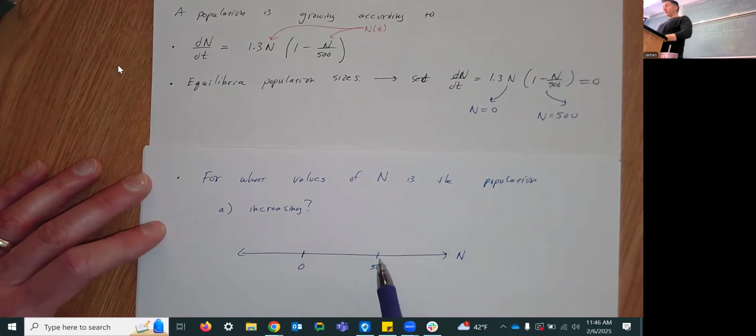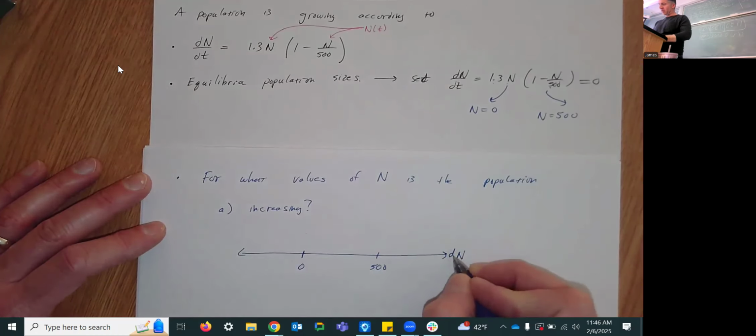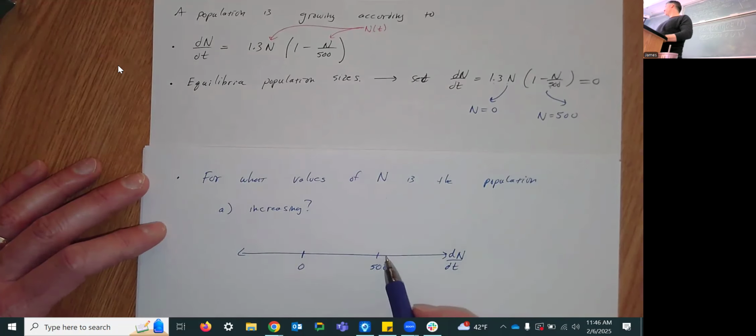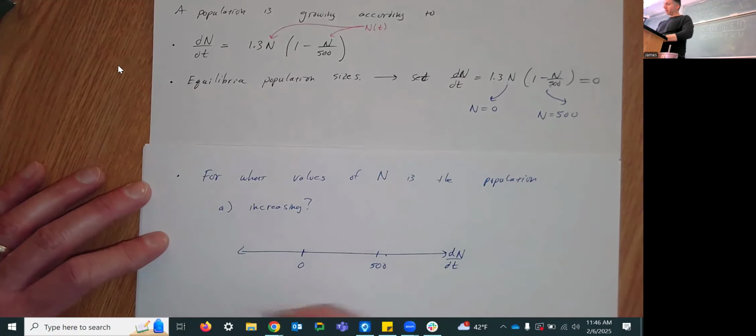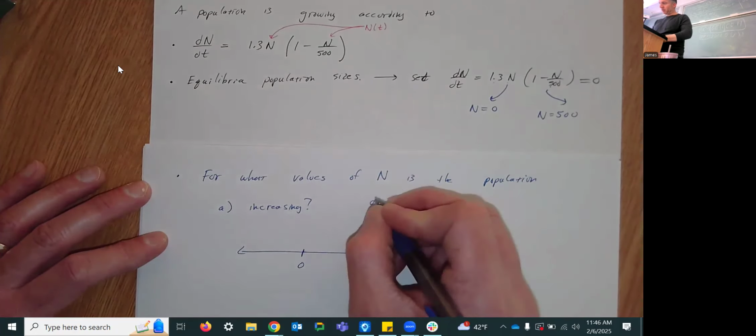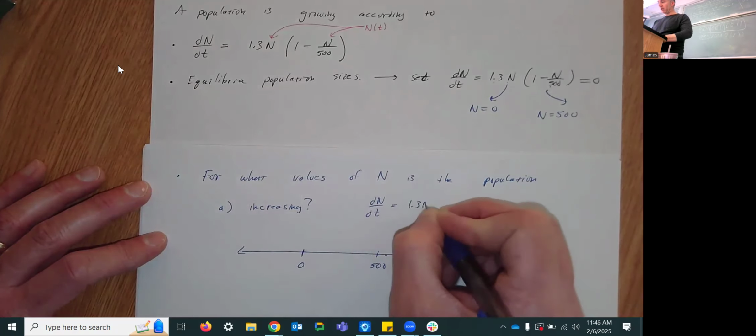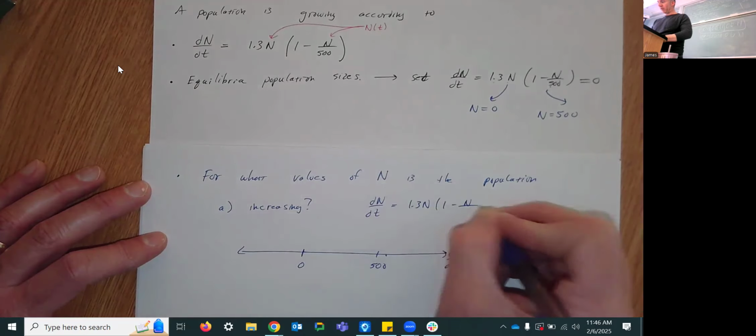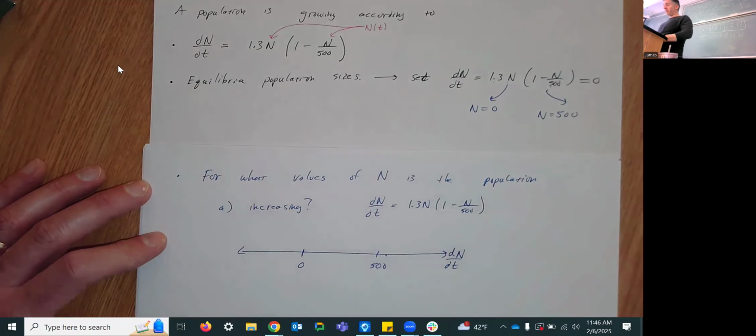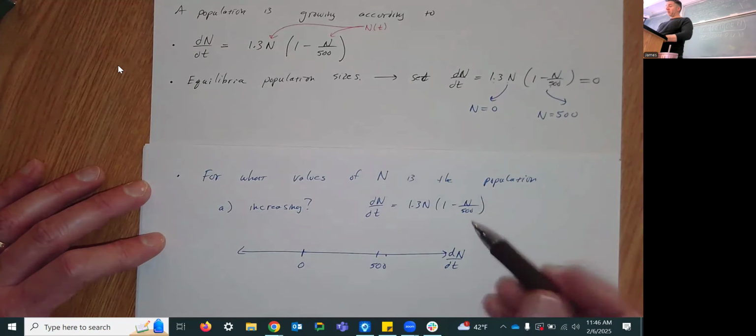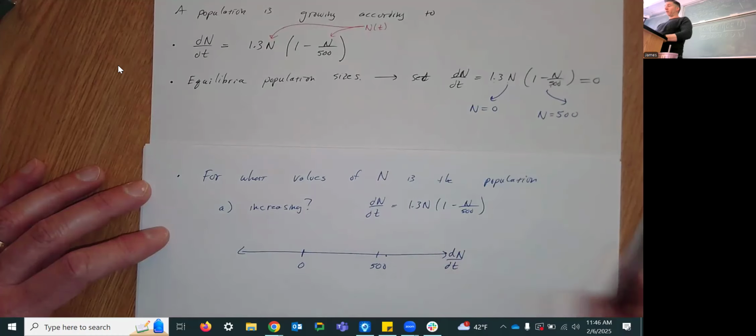So if we pick a value of n larger than 500, well, we already talked about how, and I actually wanted to write dn/dt here, sorry. I should write this again because these pages are not going to be, let me write my differential equation again: dn/dt equals 1.3 times n times (1 minus n over 500). We talked about before how if n is like 600, my rate of change is going to be negative here.